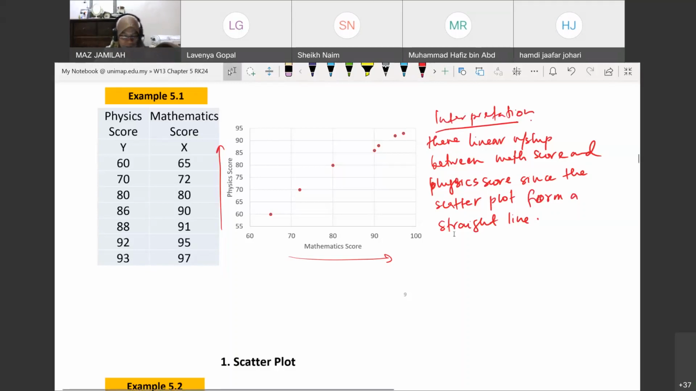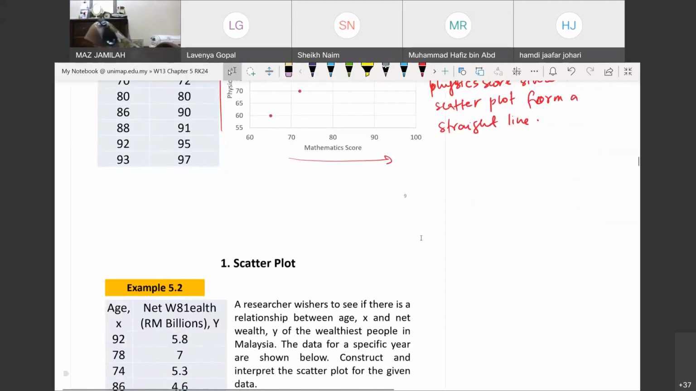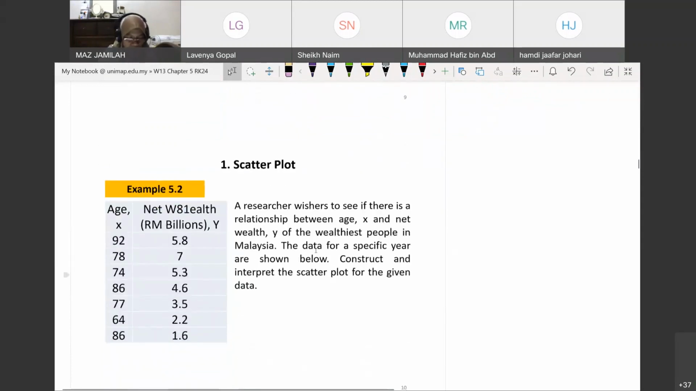Now, let's move to the second example. So move to your next page, that will be on page 168. You have your second example, example 5.2. Sorry for the spelling mistake.